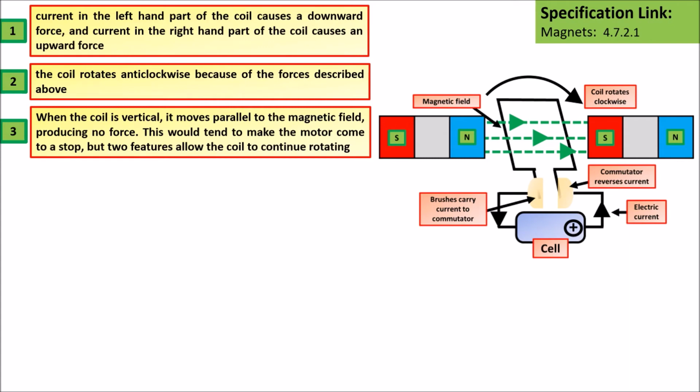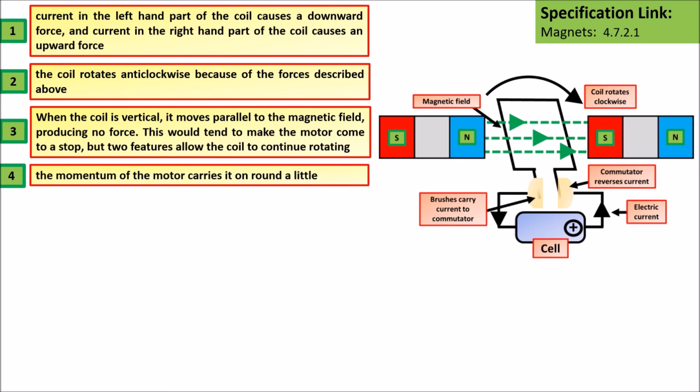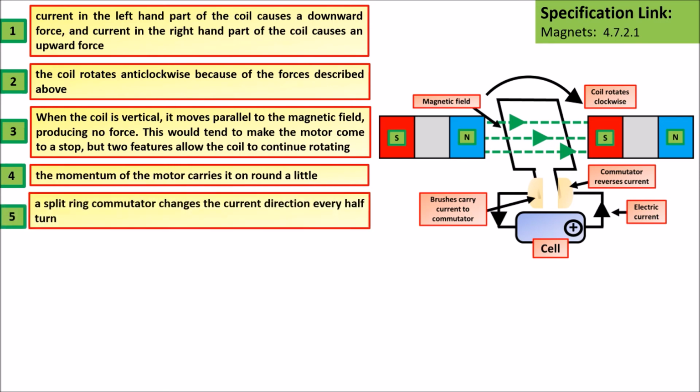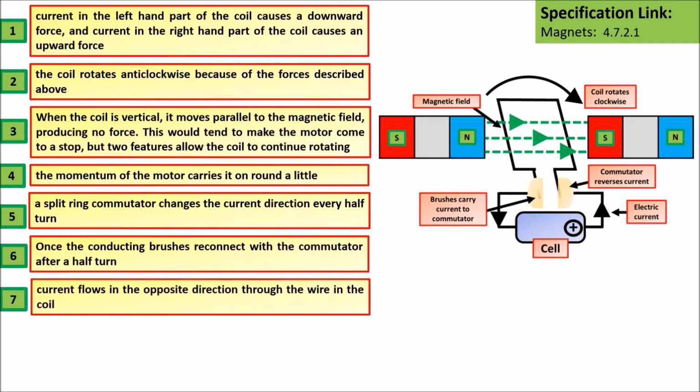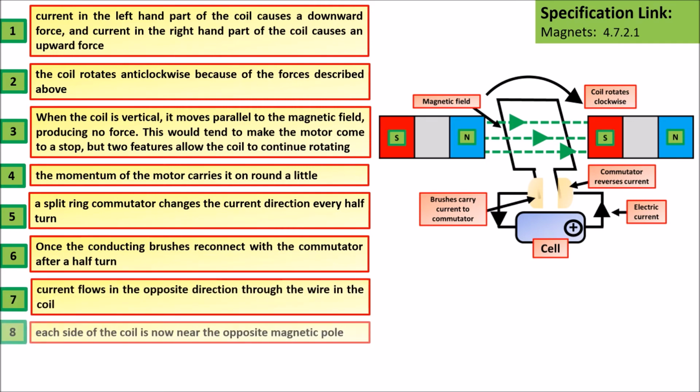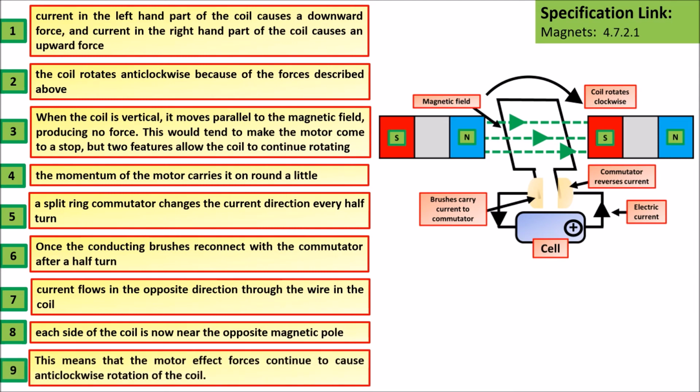But there are two features which allow the coil to continue rotating. The momentum of the motor carries it round a little bit more. The split ring commutator changes the current direction every half a turn. So once the conducting brushes reconnect with the commutator after half a turn, the current flows in the opposite direction through the wire in the coil. So each side of the coil is now near the opposite magnetic pole. Therefore, the motor effect forces the coil to continue rotating.